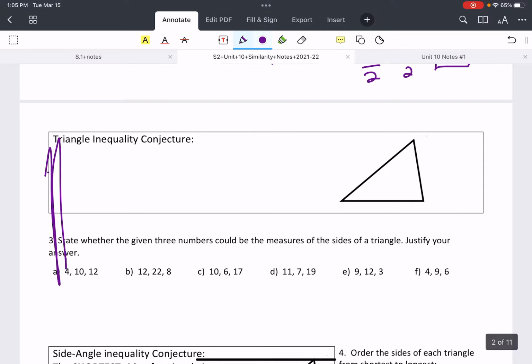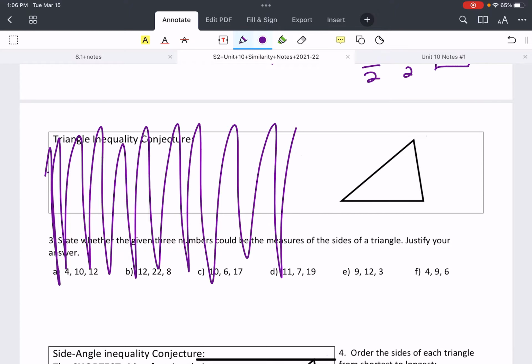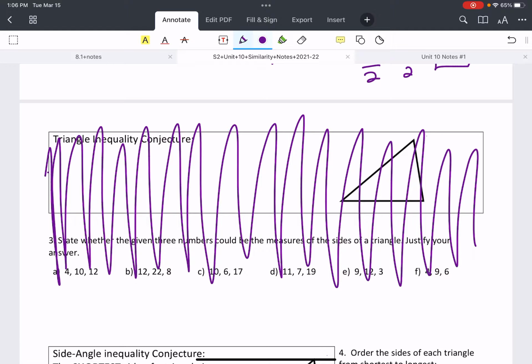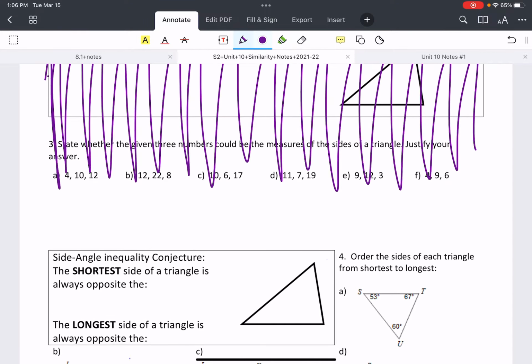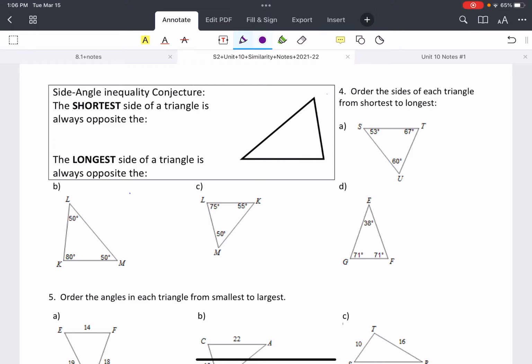We are not going to talk about the triangle inequality conjecture. All that tells you is that the three sides of the triangle, that the shortest two added together are always more than the longest side. You learned that in 7th grade. We don't need to know it, or we're not learning it again today.